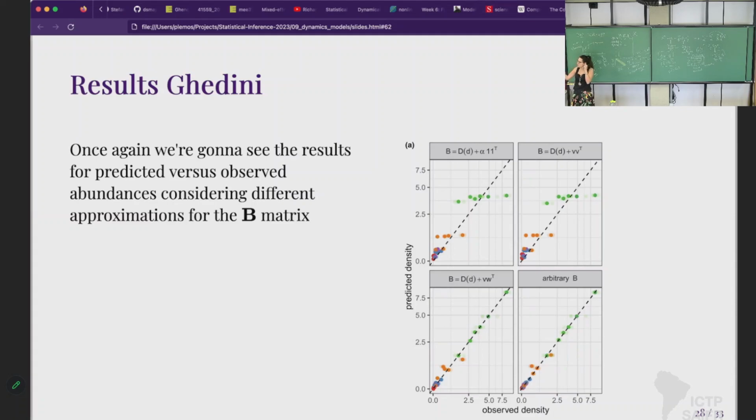So we can actually also use this method to test this. And then we've made some suggestions on what the best designs are to fit this kind of model.